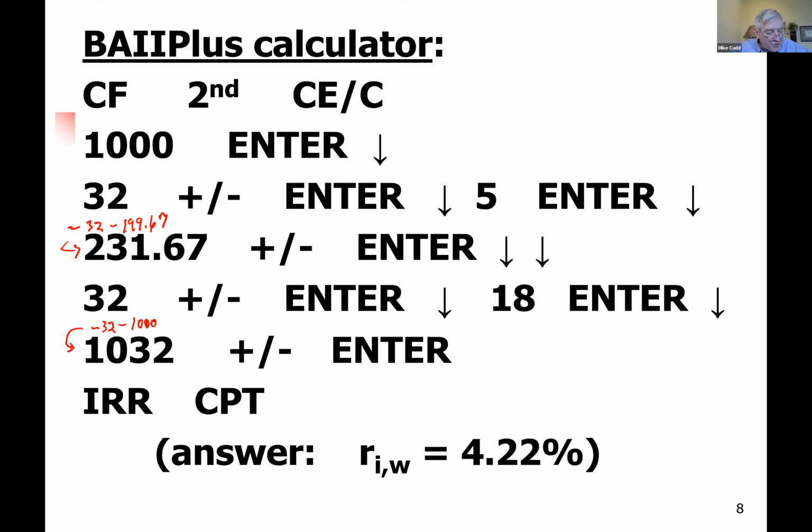If you try those keystrokes with your calculator and hit IRR compute, it should give you an interest rate of 4.22%. Think of that as the minimum required rate of return on this source of funding. Your author would call it the component cost of this source of funding.